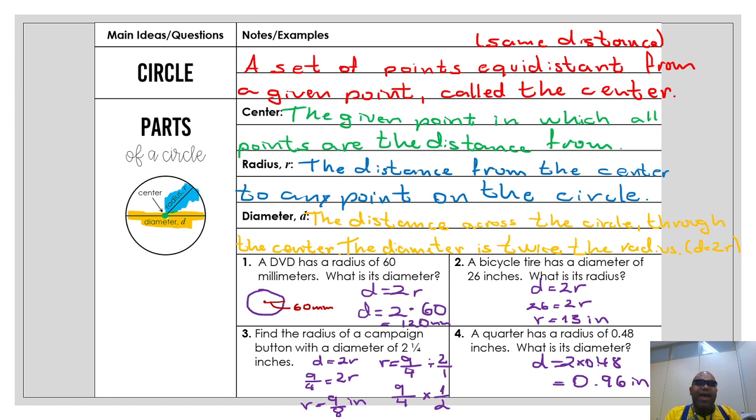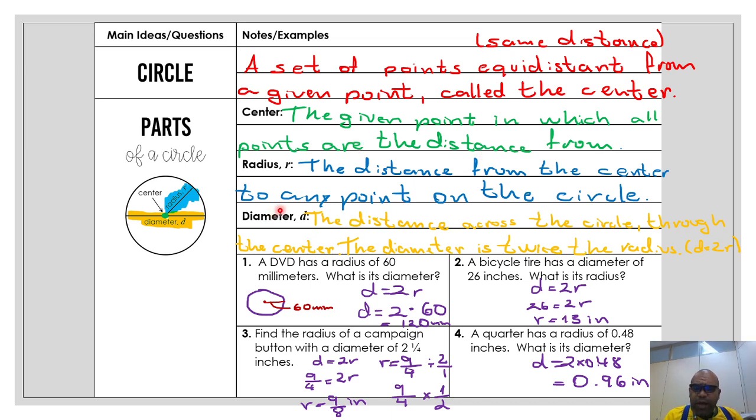What is a circle? As I told you guys, a circle is a set of points equidistant from a given point called the center. What does equidistant mean, mister? It means same distance, okay? Center, what is a center? As you notice here, guys, I did it in class for you to be sure and understand this stuff. Here the center in green is the given point from which all points are the same distance. Okay, the points and the center will have this distance.